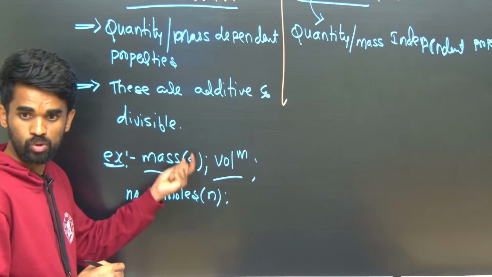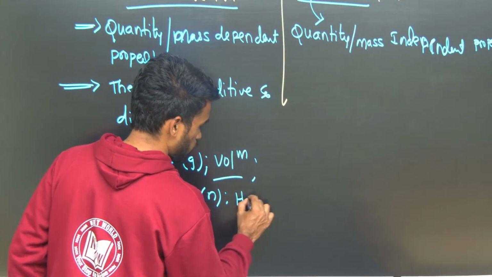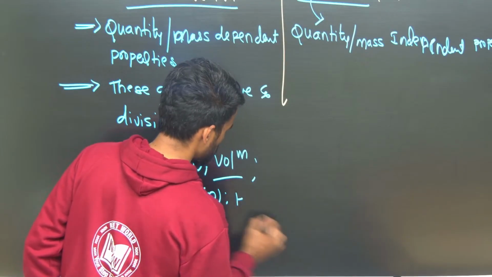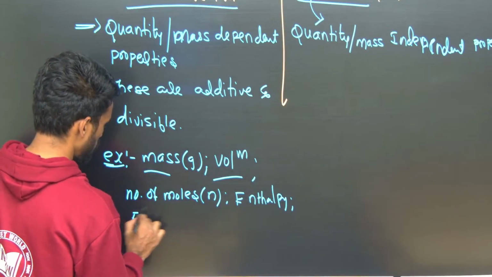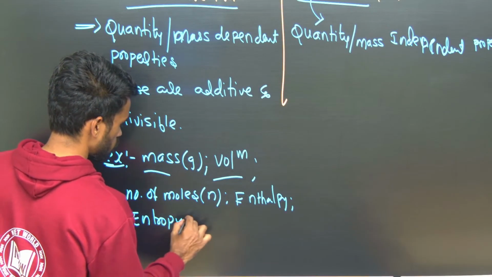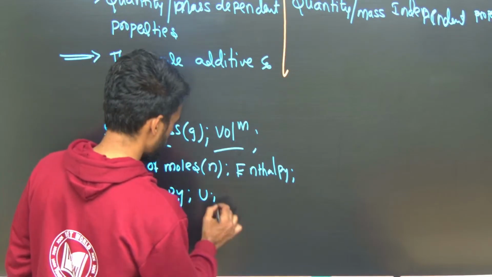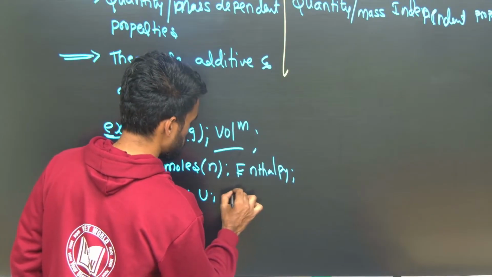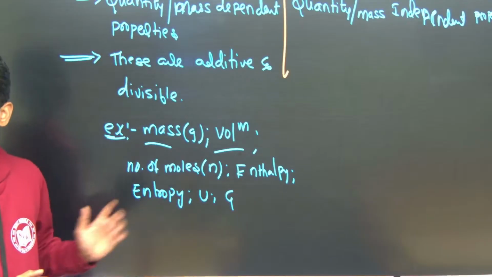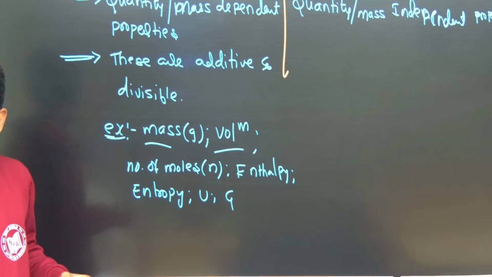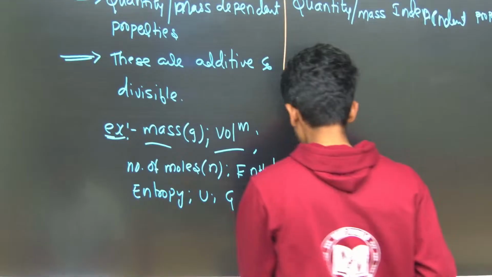Like number of moles, mass, volume, and there are other things we will be going to study: enthalpy, entropy, internal energy U, and then Gibbs free energy G. All these things, all free energy functions, come under extensive properties, just remember them. Okay, measurable again.